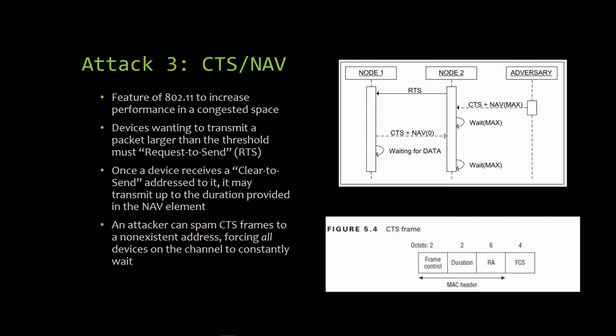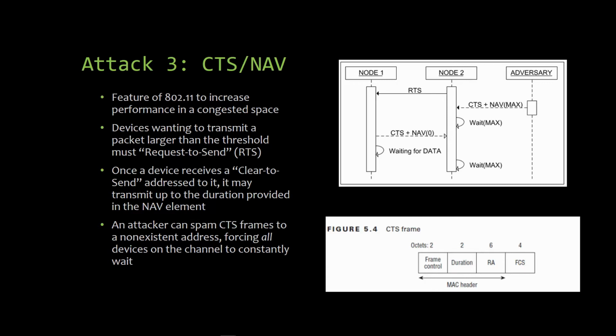So any device that wants to transmit over a set threshold, which is usually below 2347 bytes, must send a request to send. Once it is the client's turn to transmit, the access point will send a clear to send frame addressed to it, containing a duration that they may transmit for. However, this opens up an attack.